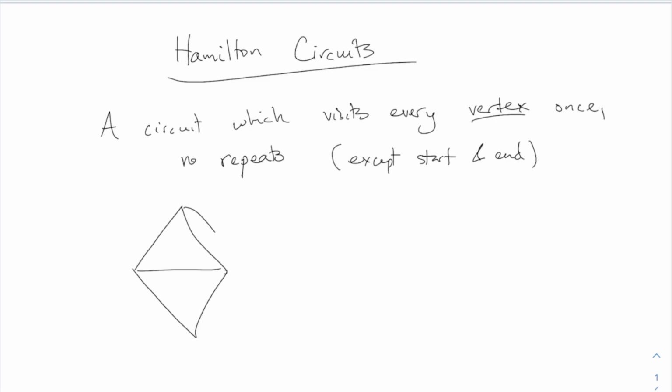How about this with an extra edge over there? This is a graph. Is there a Hamilton circuit? Can you make a circuit in this graph? You don't have to cover every edge. You just have to meet each vertex once.